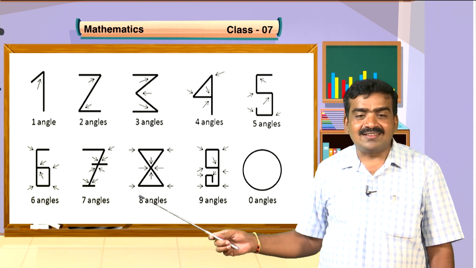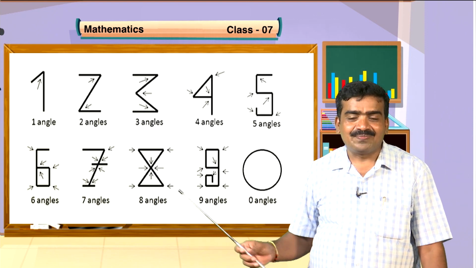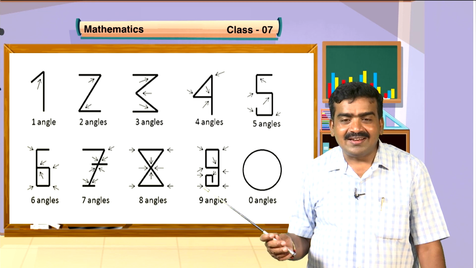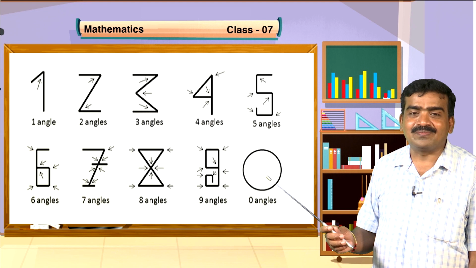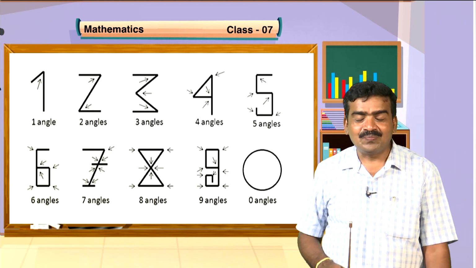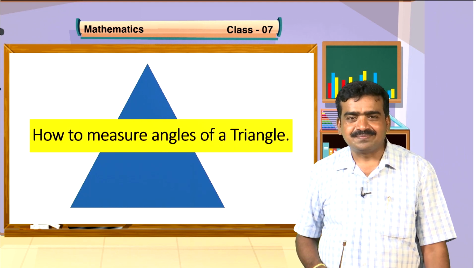Here also you can find the 8 angles in number 8. And in number 9, there are 9 angles, and here there is no corner. Therefore, there is no angle in 0. Can you try this at your home? Very good. Please do it.